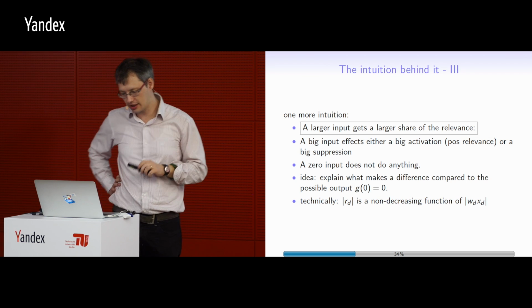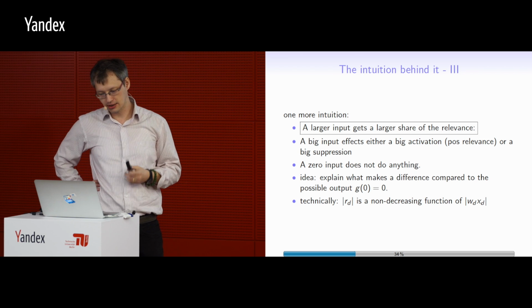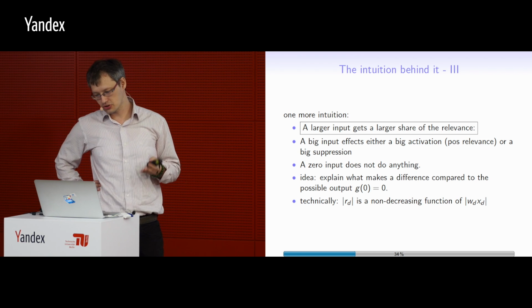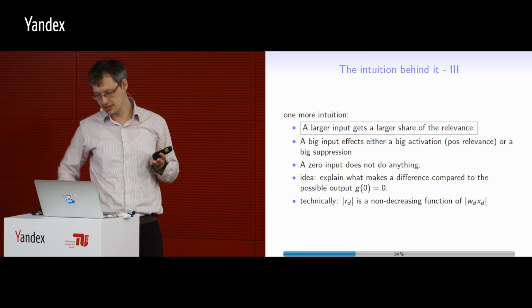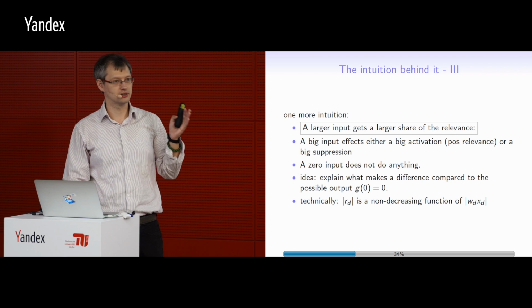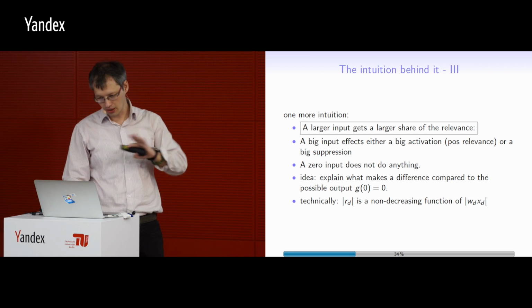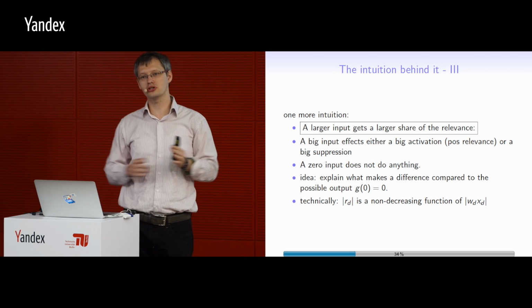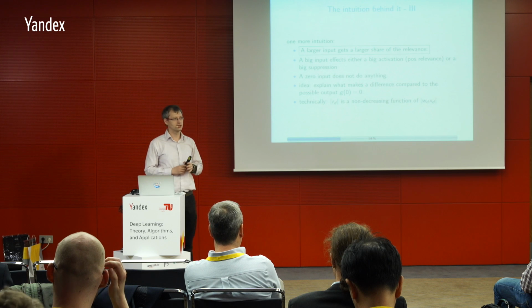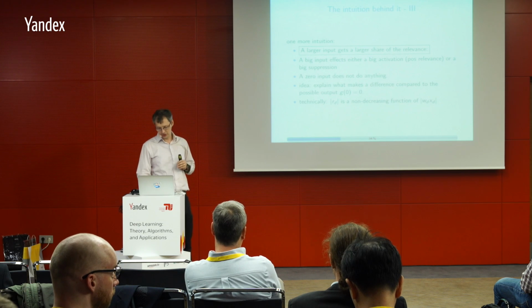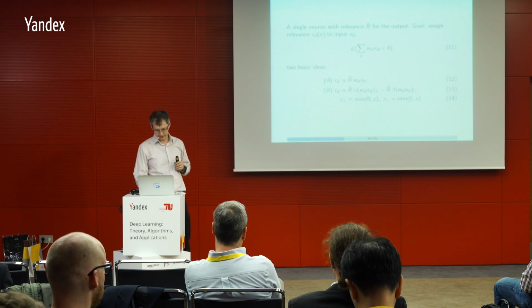And in the end, after thinking of this, you think that the relevance of an input should be something like a non-decreasing function of the weighted input. This was the intuition. Intuitions can guide you to design formulas. They can be 90% right and 10% wrong.